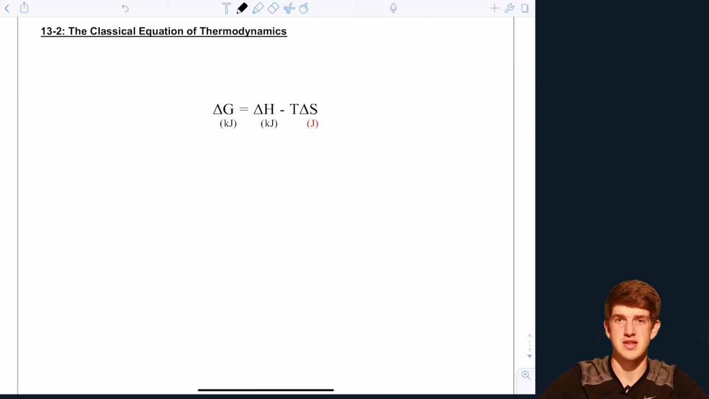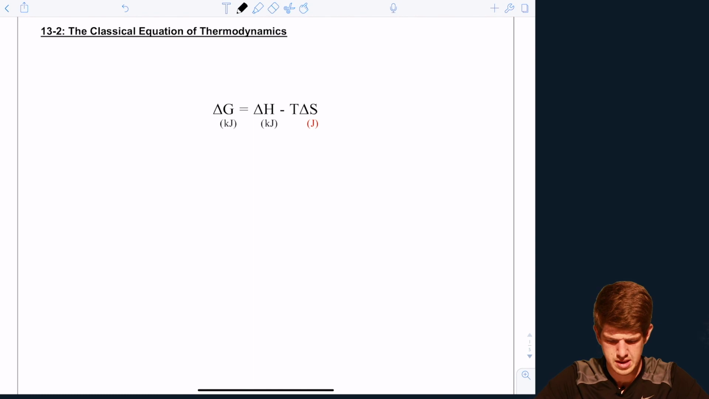The fact that delta S is in joules is going to be the number one determining factor if you get an answer wrong in a calculation-based question for Gibbs free energy. Now, even though it is in joules, there's probably going to be an answer choice where it is in kilojoules. But the main thing that you're probably going to get from this section, if you do get a question, isn't going to be calculation-based, or at least in the general sense. It's going to be based on the concept.